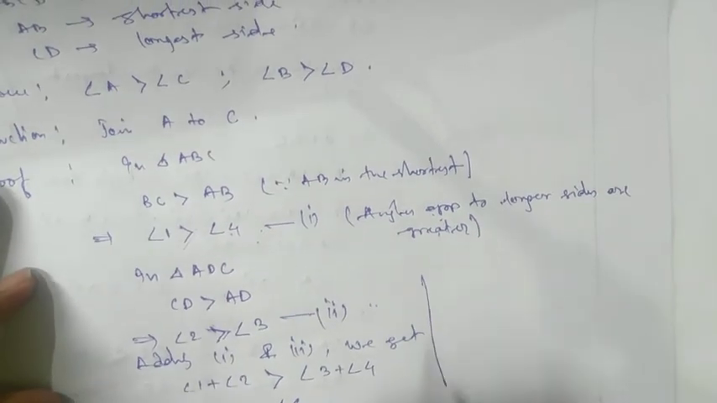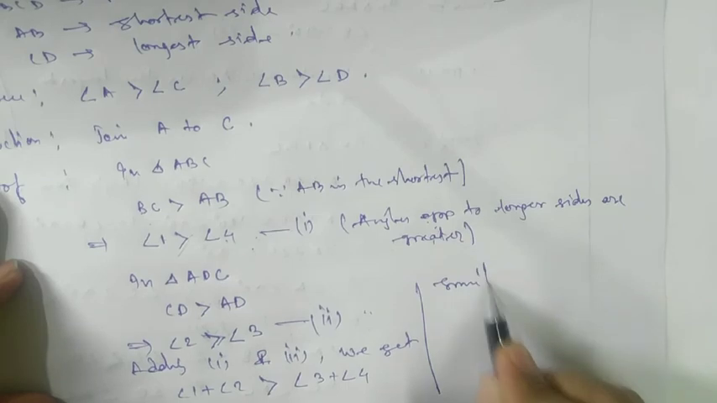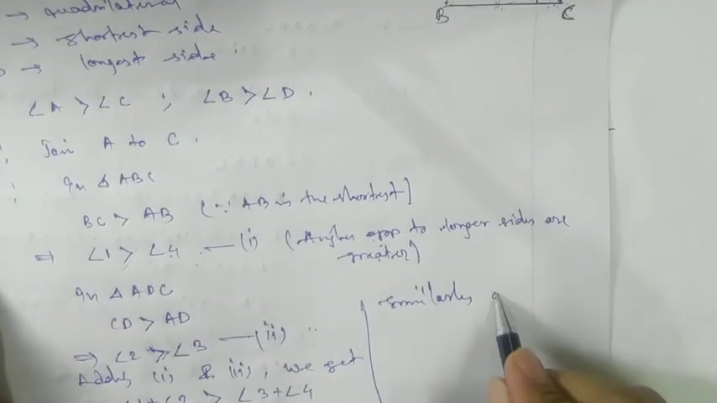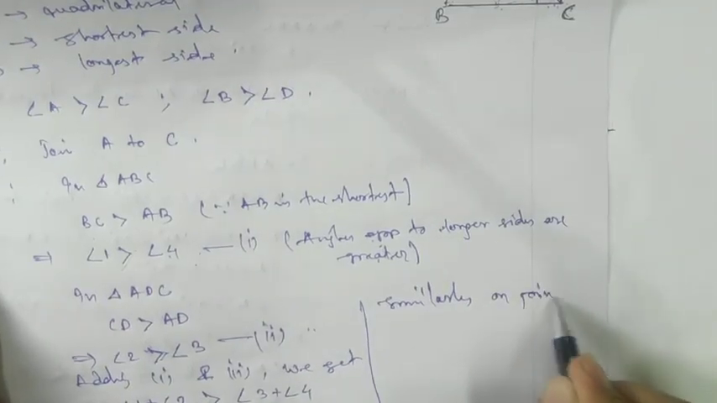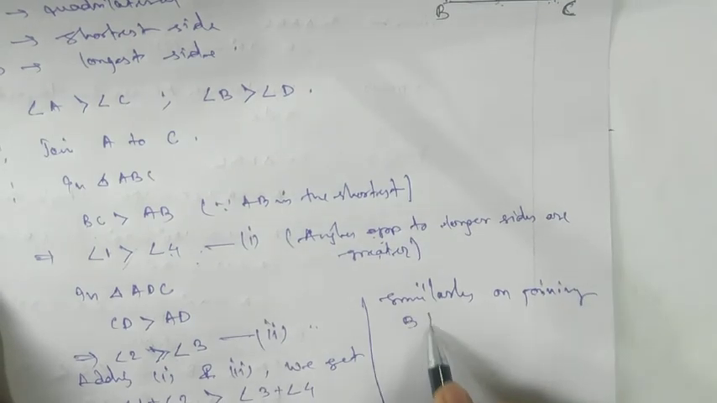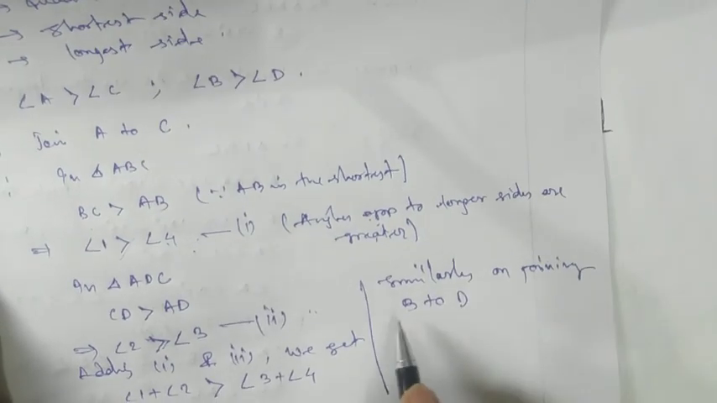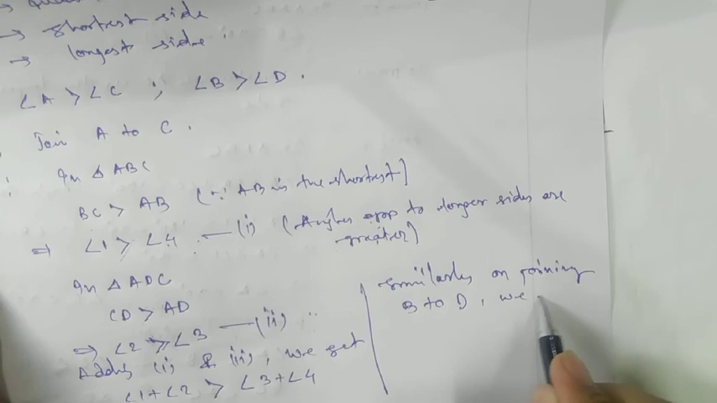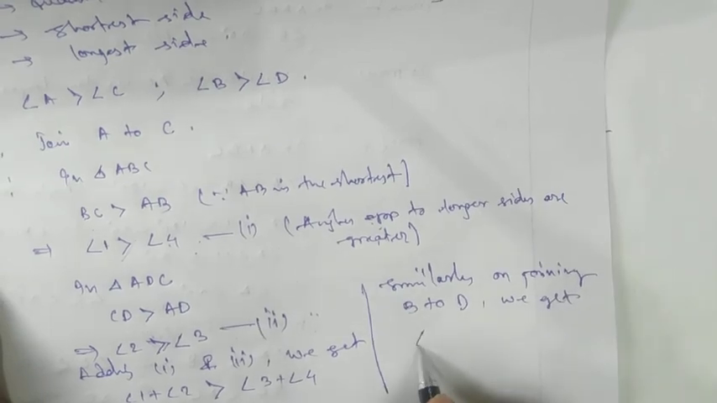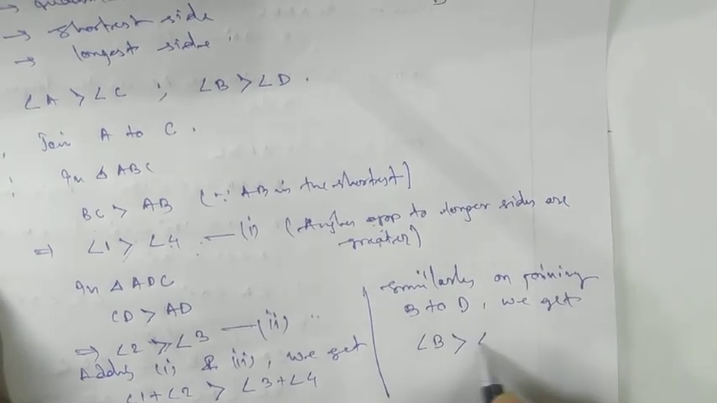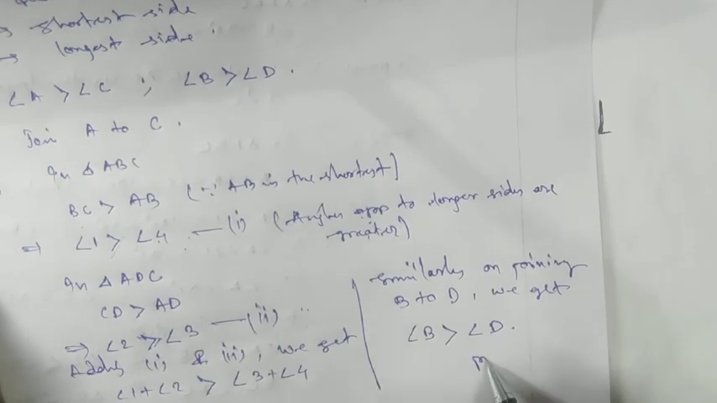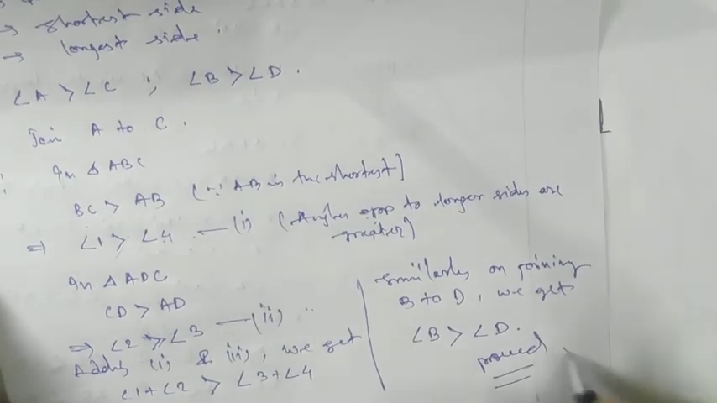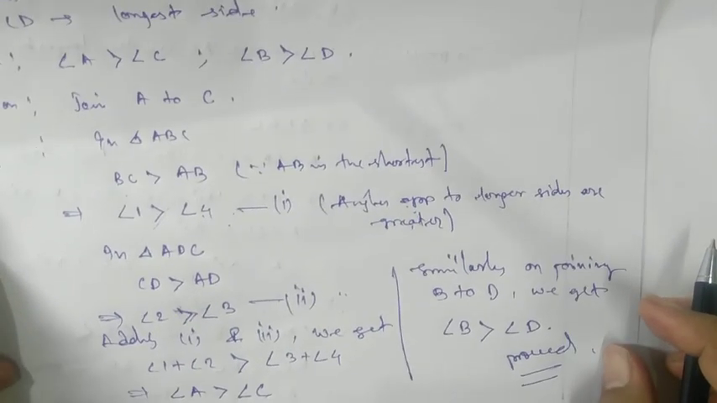Okay, now for the other one, no need to prove, just say that similarly, on joining B to D, we get angle B is greater than angle D. Proved. Okay, thank you.